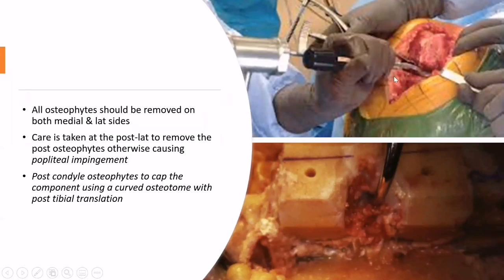A simpler way is to have the assistant push the tibia posteriorly in a flexed knee, and then you will see this picture. As you can see, the posterior condyle is exposed as much as possible in order to make sure the osteophytes are removed well with the use of a curved osteotome.